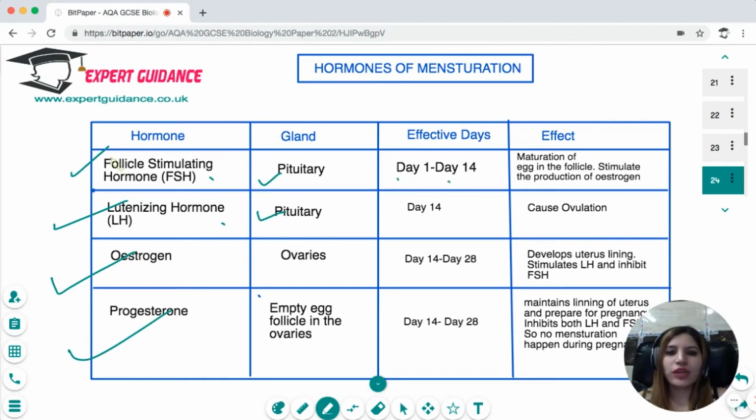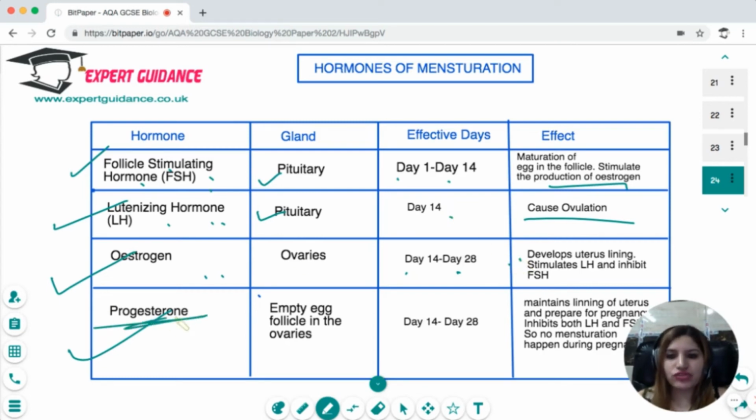Day 1 to day 14, it's the follicle stimulating hormone, which causes the maturation of the eggs in the follicle and stimulates the production of estrogen, and the luteinizing hormone causes ovulation. Then the estrogen is released, stimulated by the FSH, and from day 14 to day 28, it develops a uterus lining and stimulates more LH but inhibits FSH.